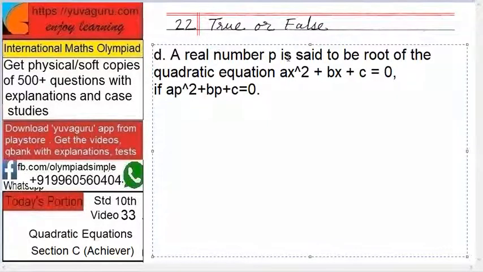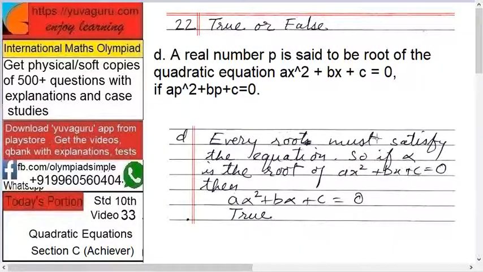Next, a real number p is said to be the root of a quadratic equation ax square plus bx plus c equals to 0 if ap square plus bp plus c equals to 0. So it means that if you input the value of p in this instead of x, you must get 0. So that is true. Every root must satisfy the equation. So if alpha or p is the root of the equation, then a alpha square plus b alpha plus c should be equal to 0. Or if p is the root in our case, then ap square plus bp plus c should be equal to 0. So that's why it is true.